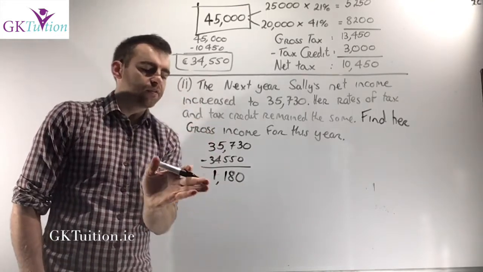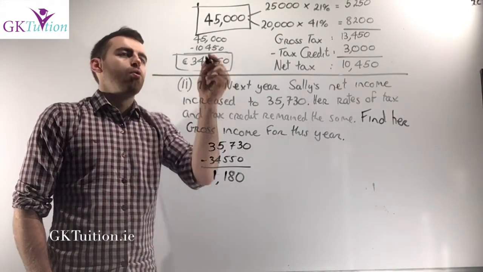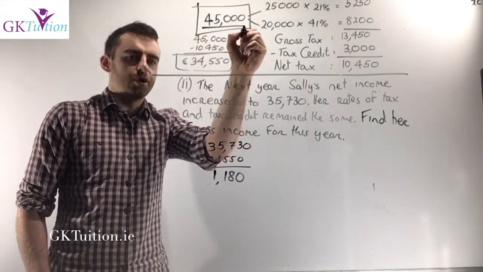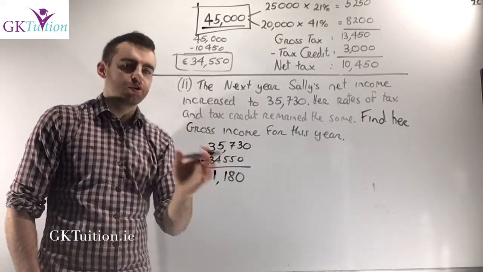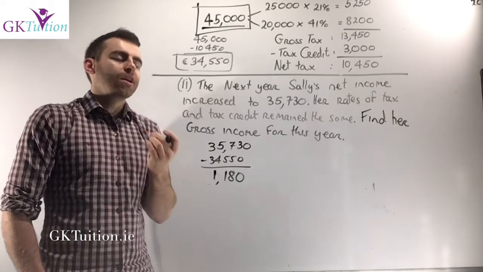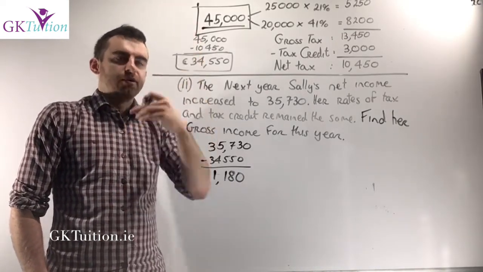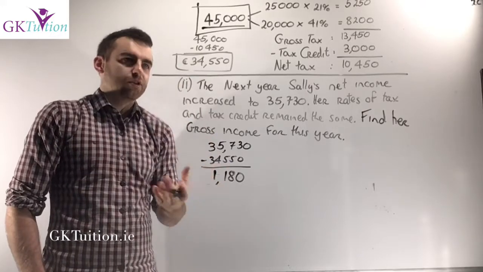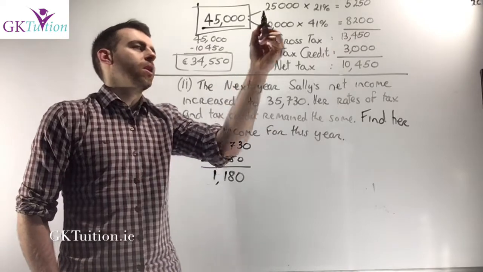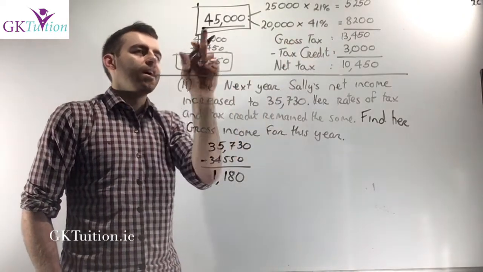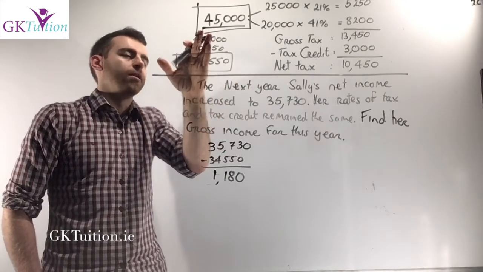And I need to use this figure to work out how much her gross income has increased by. What must this figure have become so that ultimately she ended up with an extra €1,180? Well, clearly, in the second year, the figure will be bigger than 45,000. She's earned more money, so she has earned more than 45,000. I want you to consider what will happen to these two lines if this was bigger than 45,000. Like imagine if this was 50,000 or whatever.